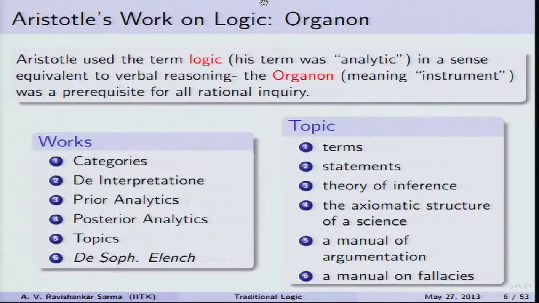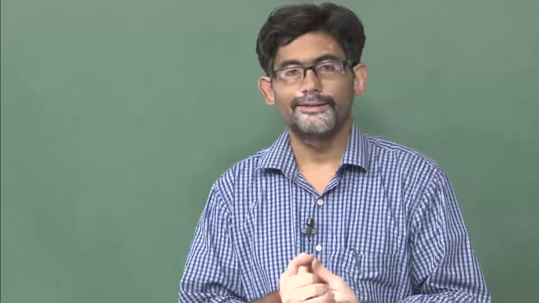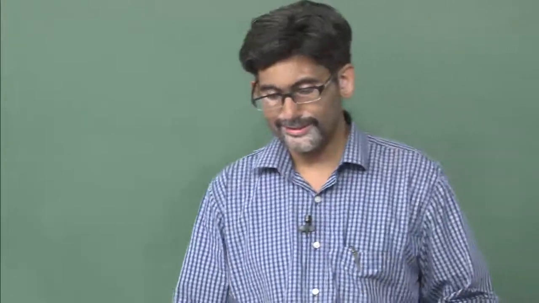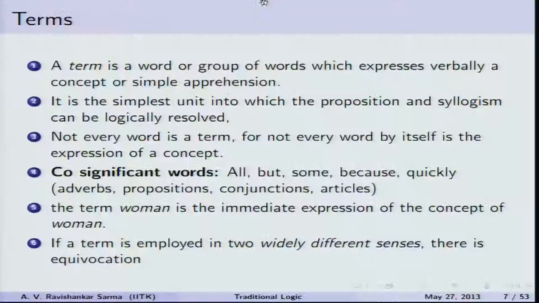But our main purpose is to present the Aristotelian theory of syllogism, and then the rules to find out the validity of syllogism, and then we will discuss the limits of Aristotelian syllogistic logic. So Prior Analytics is the one which we will be referring to. To continue further, what are the basic units of Aristotelian syllogistic logic?